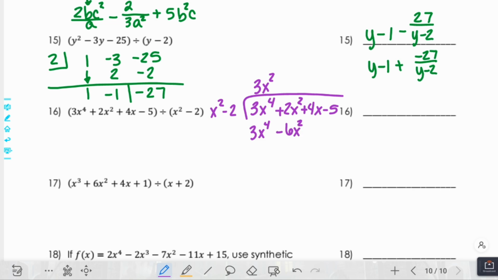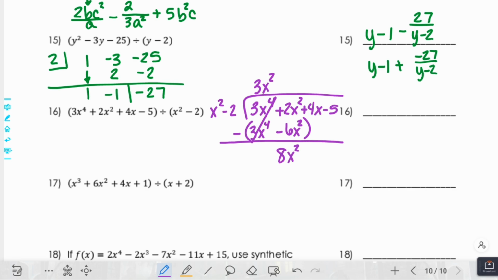And you'll notice I didn't leave space for my x cubed. You do need to make sure that you do that though. But on here, thankfully, it didn't make a difference. Now you are subtracting these, so it might help you to say it out loud. 3x to the 4th minus 3x to the 4th is 0x to the fourth. 2x squared minus a negative 6x squared gives you a positive 8x squared.